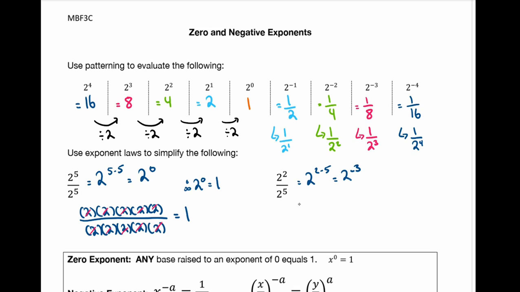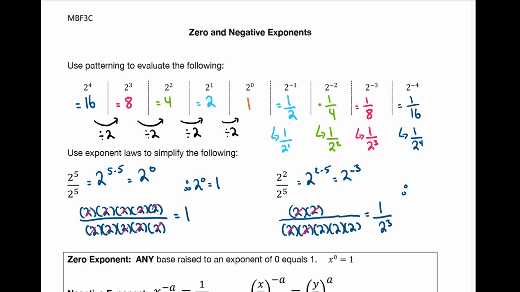If I wanted to look at this in expanded form, 2 to the power of 2, there's two 2's, and because it's divided by 2 to the power of 5, there's going to be 5 2's on the bottom. If I go through and cancel things out similar to the last example, cancel one on the top, one on the bottom, another one on the top, and another one on the bottom, I'm left with 1 on top, and on the bottom I have 3 2's all multiplied by each other, or 2 to the power of 3.